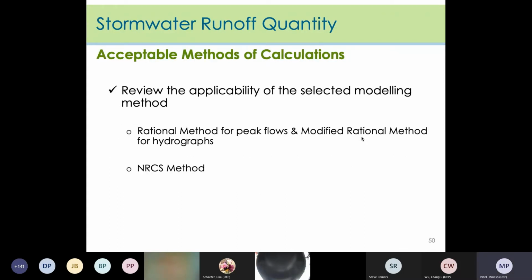If you recall from Module 2, the acceptable methods of water quantity calculations are the rational method and the NRCS method. The reviewer should make sure that one of these two methods is used for the stormwater report. Just a quick note though, if you do use the rational method, the maximum drainage area is 20 acres.